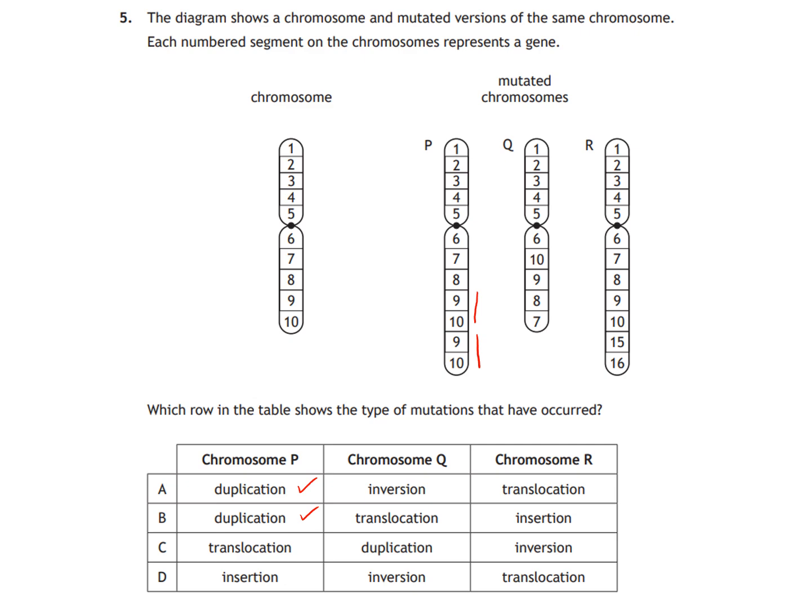For Q, we can see that we're going 1 to 6, and then we've got 10, 9, 8, 7. So we have reversed a section of the chromosome. So that would be inversion. And then just check R, we're going 1, 2, 3, 4, 5, 6, 7, 8, 9, 10. And then we have this new gene sequence here. We've got 15 and 16. So that is a section of a chromosome that has been added from a chromosome that is not its homologous partner. It would be translocation.